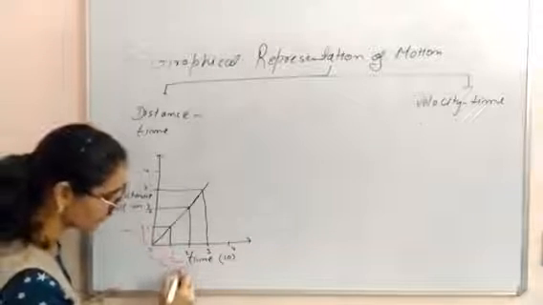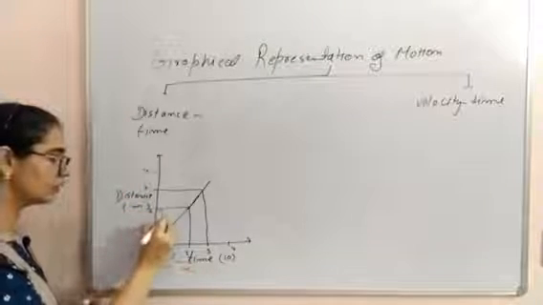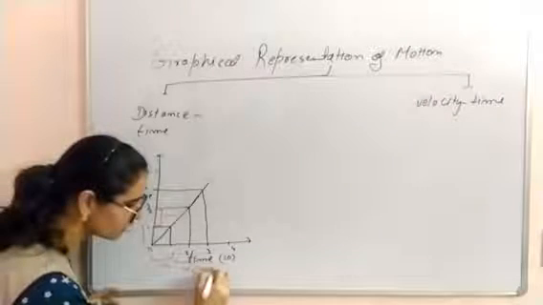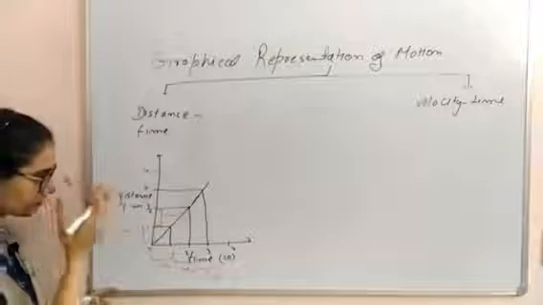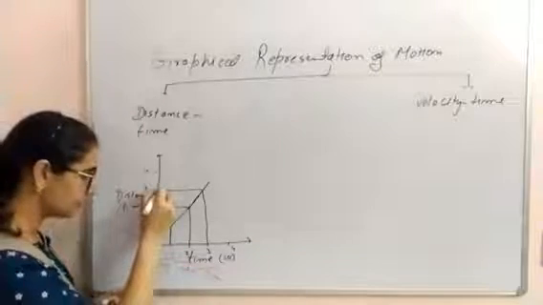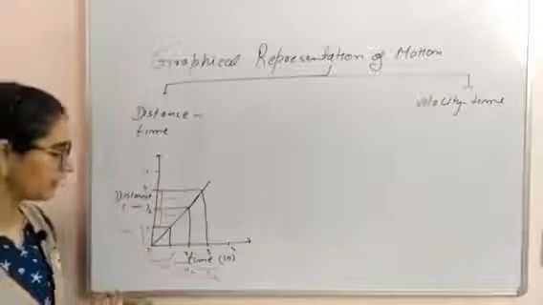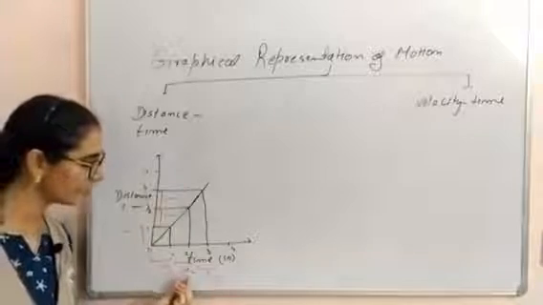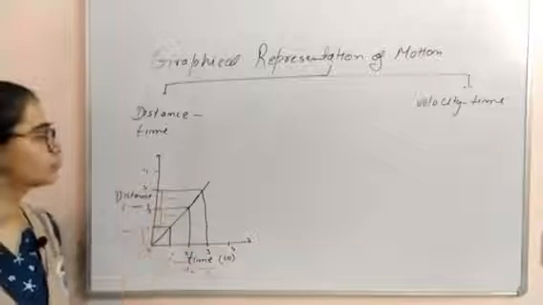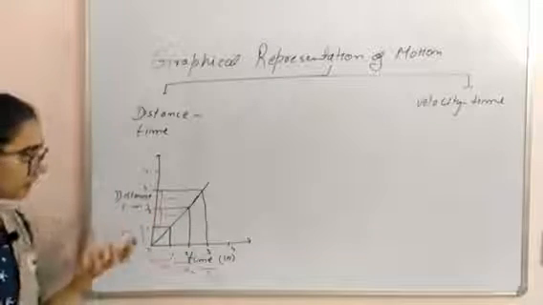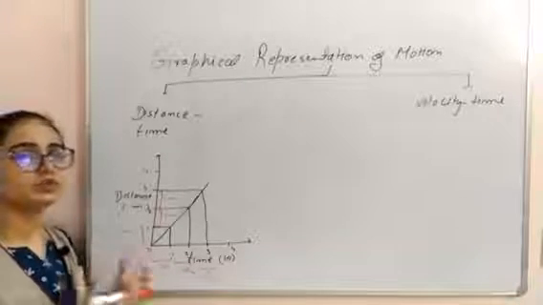Then from 1 to 2 the interval is 1 second, and the object is again moving 1 meter. From 2 to 3, again the interval is 1 second, and the object again moves 1 meter. So from the graph we observe that in equal intervals of time the object covers equal distance. That means such motion is uniform motion. By using a simple graph you can represent the type of motion. This is how we represent motion graphically.